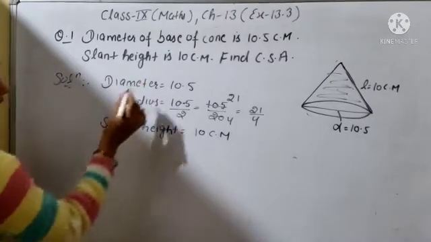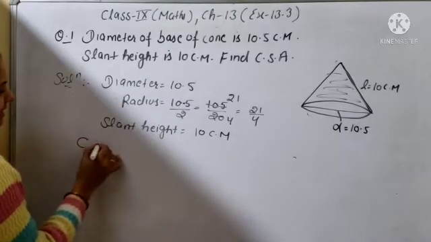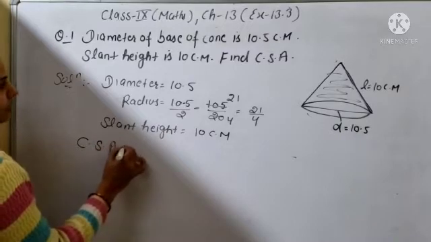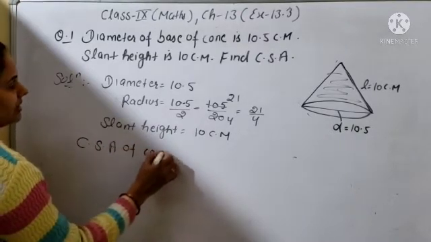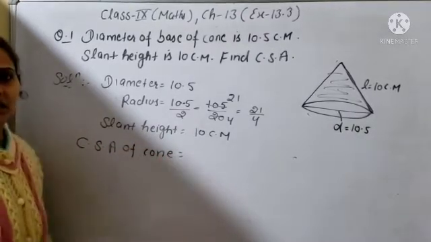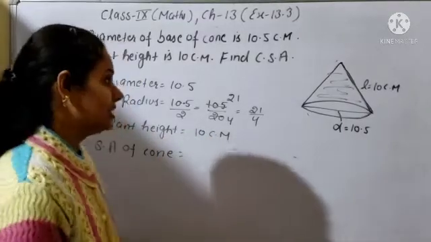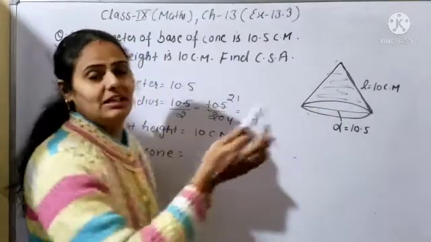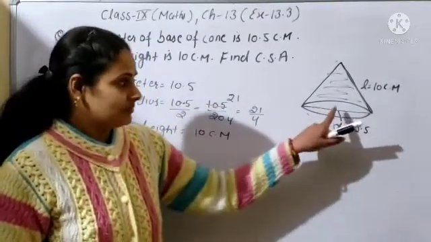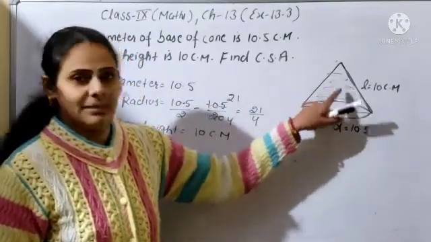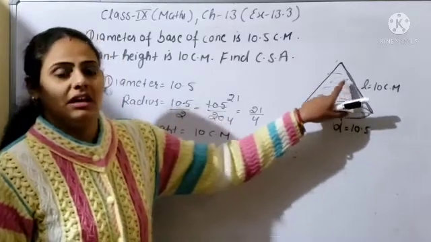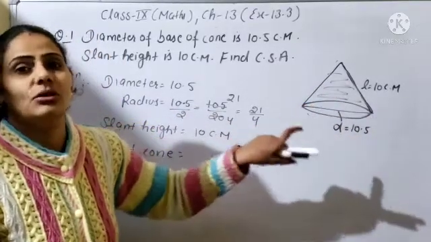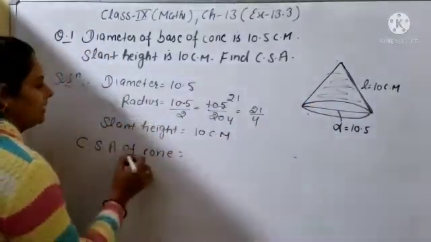Now what will you do? You will find out the curved surface area, CSA of the cone. CSA means curved surface area or lateral surface area of the cone. So it means you will find out the curved surface area of this part. You will leave the circular base. When you take the complete cone, the circular base and the curved part, you will see the total surface area. But here you are finding the curved surface area.